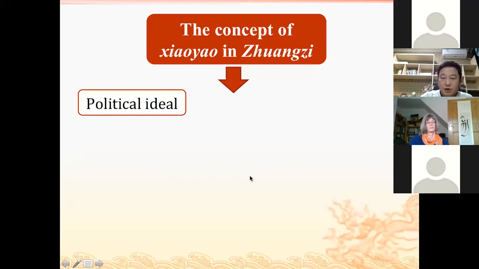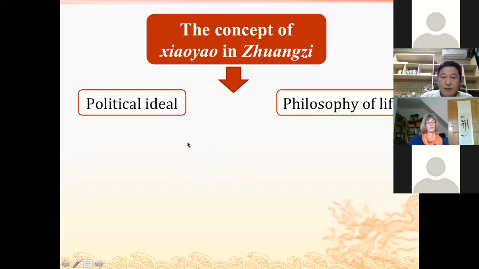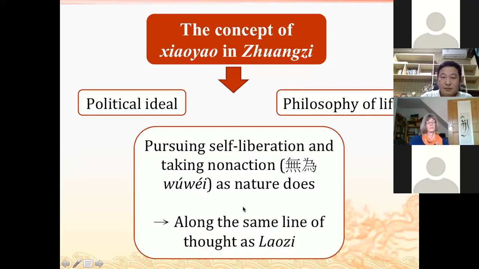Basically, the concept of Xiaoyao in Zhuangzi, we can see that sometimes it's a political ideal and sometimes it's a philosophy of life. Basically, it means pursuing self-liberation and taking non-action as nature does. So it's along the same line of thought as Laozi.